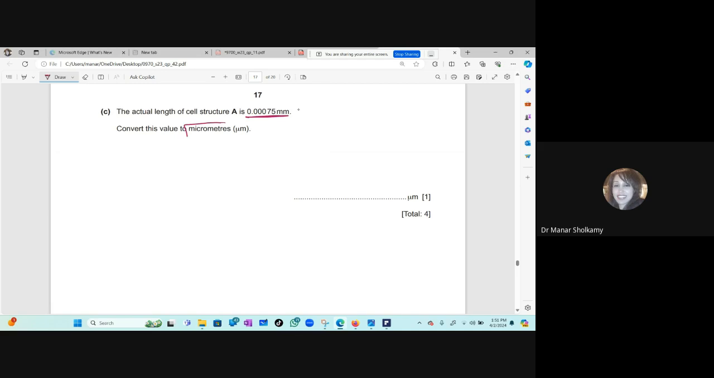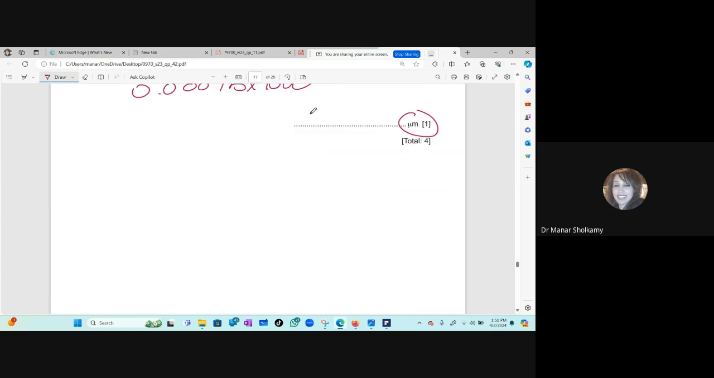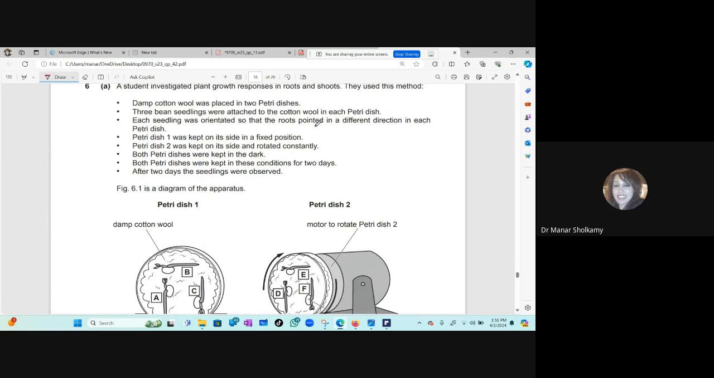Convert this value to micrometers. This is so easy. What do you do? Multiply by 1,000. Yes, 0.00075 times 1,000. And they already gave you the units. Okay, it doesn't finish.